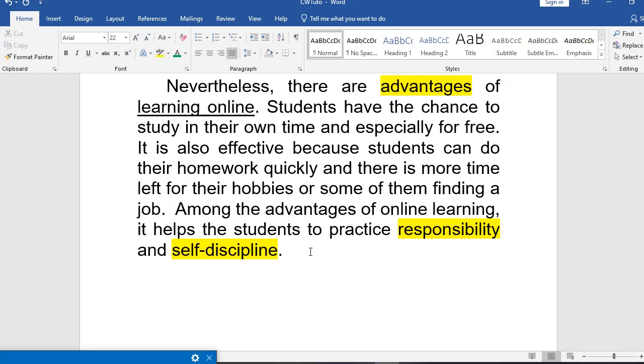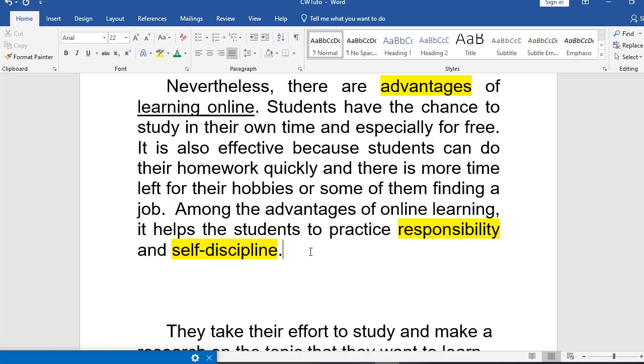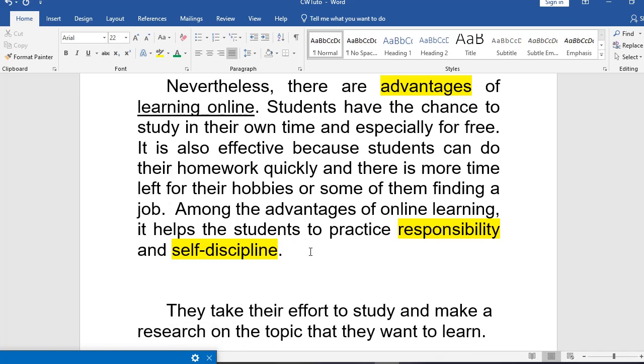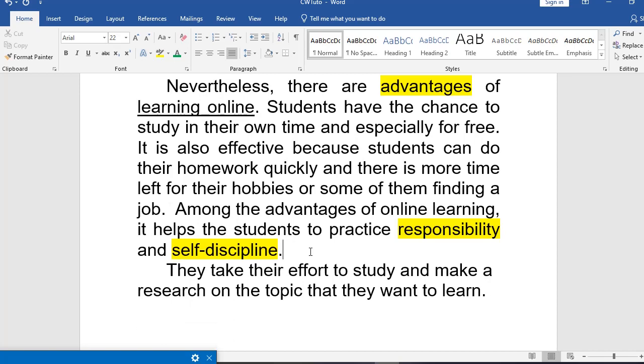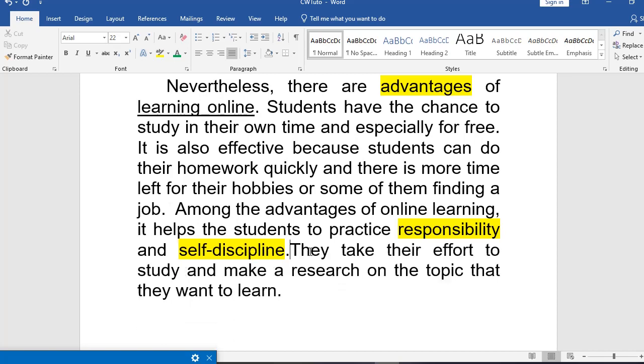Okay, so these are the sentences. You elaborate, you tell me, why do you say that learning online or online learning has advantages? Okay, the next paragraph, you want to tell me the disadvantages of online learning. So what are the sentences? Or maybe before that, you want to elaborate more on responsibility and self-discipline, before you go to the disadvantages.